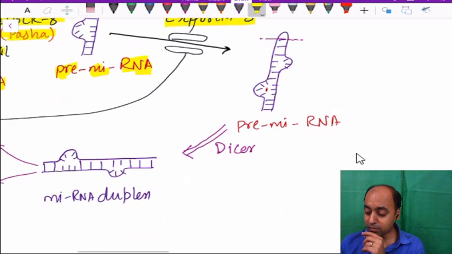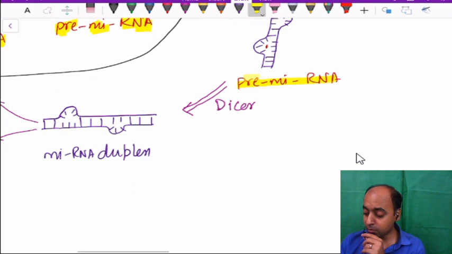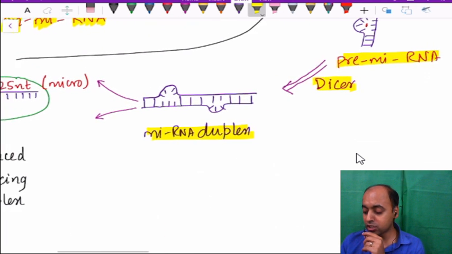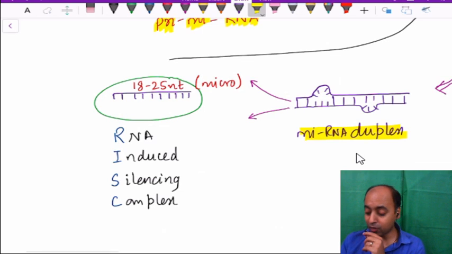In the cytoplasm, the pre-microRNA is acted upon by another enzyme, the dicer, which removes the loop, resulting in formation of the microRNA duplex. The two strands of microRNA duplex will separate, and one of them is introduced into the RISC complex, that is the RNA induced silencing complex, which then becomes the activated RISC. Once it gets the microRNA, it becomes the activated RISC. Now let us look at the functions of the microRNA.